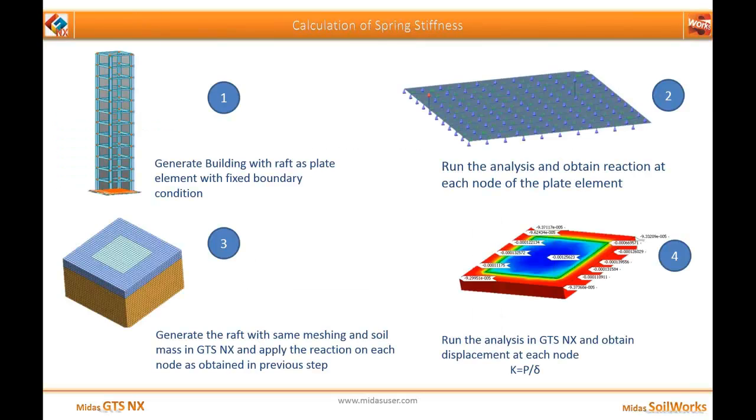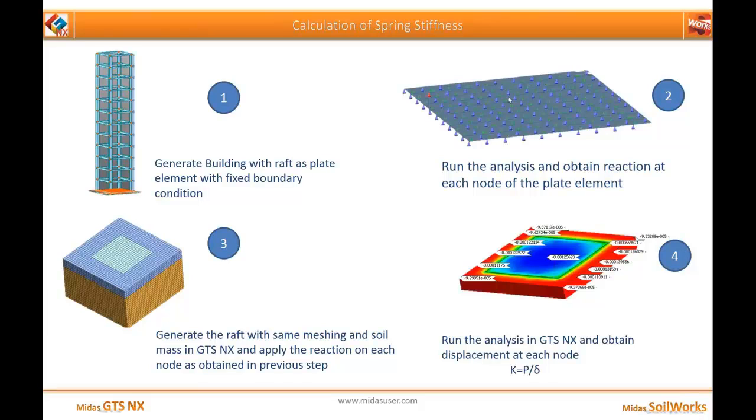Now what one could do is that you can use GTS NX and MIDAS Gen for the calculation of spring stiffness. First, you need to generate the building with the raft as plate element and with fixed boundary condition. Then run the analysis, and you can obtain the reaction at each node of the plate element. Now generate the same raft with the same meshing, and now you can model the soil mass in GTS NX, and you can apply the reaction which you obtained at each node in the previous step.